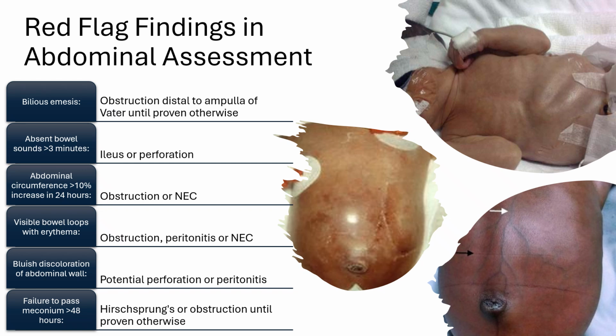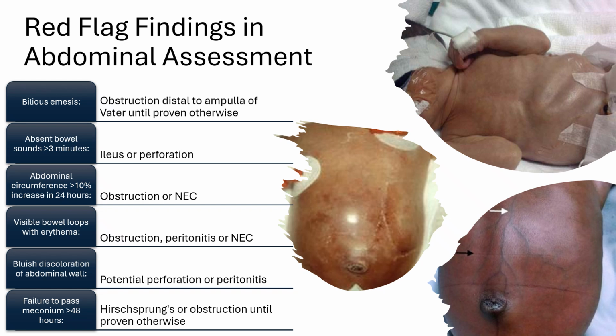Absent bowel sounds require careful assessment. Listen for 3 full minutes before documenting absent sounds. This finding suggests either ileus or perforation, both requiring urgent evaluation. Abdominal circumference increases greater than 10% in 24 hours signal obstruction or developing NEC. When you observe visible bowel loops through the abdominal wall, particularly with erythema, this indicates significant bowel distension and inflammation. Bluish discoloration of the abdominal wall suggests intraperitoneal bleeding from perforation or peritonitis. This finding demands immediate surgical consultation.